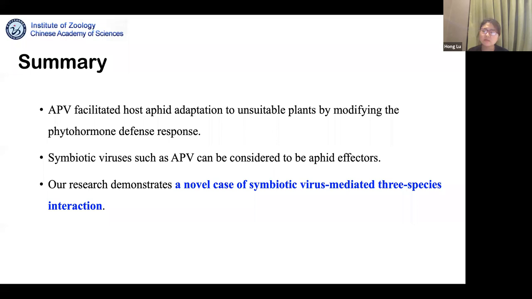After APV infection, the aphid's reproduction rate is lowered, perhaps to preserve the energy in its body. This may be a trade-off between reproduction and APV infection. Interesting. I wonder what the mechanism is. Do you have any idea about the mechanism of this trade-off?